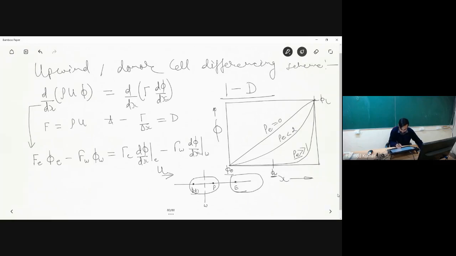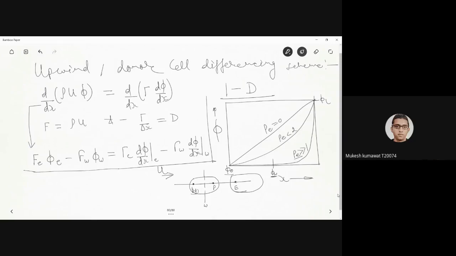So is anyone having confusion in getting this equation? Or is this point clear? We have done this many times now. Please say yes or no. So this equation is clear.